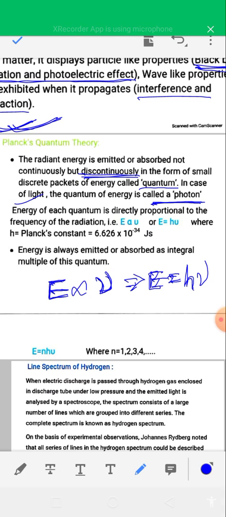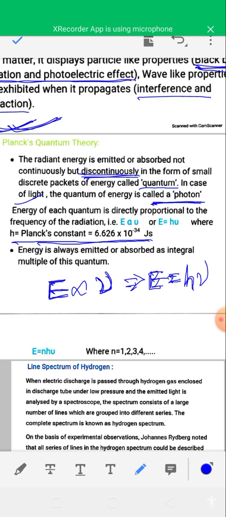the constant which is known as Planck constant. The value of Planck constant in SI system is 6.626 into 10 to the minus 34 joule second, or in CGS unit the value of Planck constant h is 6.626 into 10 to the minus 27 erg second.